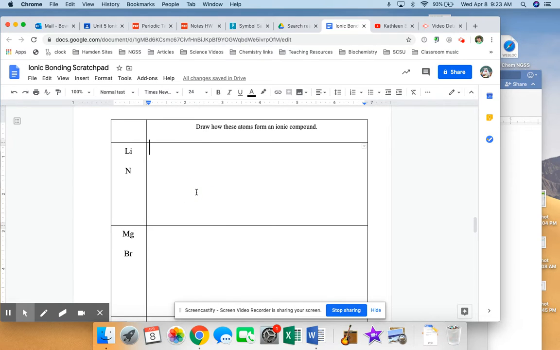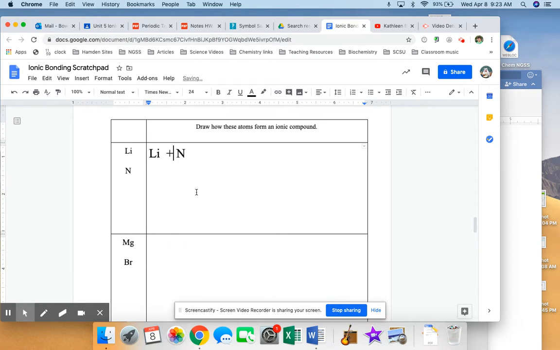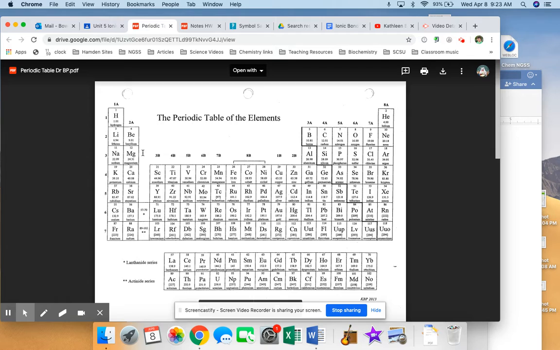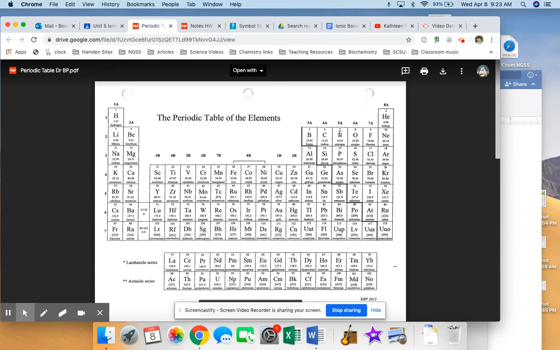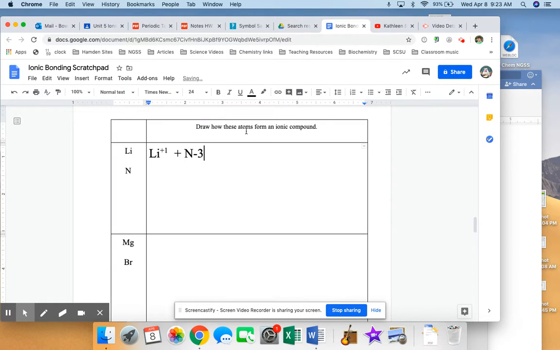So let's do this first. We have Li plus N. And remember, we can use our periodic table to tell us that Li has one valence electron. It's going to get a +1 charge. Li wants to get a +1 charge. N wants to get, where is N? Here's N. It's in our 5A column. It wants 1, 2, 3 more electrons to be totally full. So N is going to have a -3 charge.